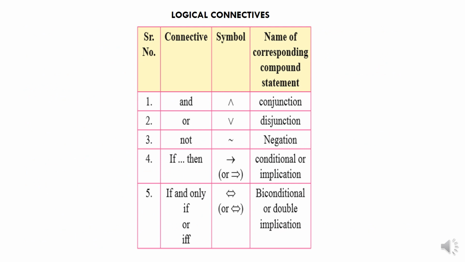This is a list of all the connectives which we find in logic and their corresponding symbols. As you can see, and is also known as conjunction, or is known as disjunction, not is known as negation, if then is a conditional, or it is also called implication. If and only if is known as biconditional or double implication. Also note down the symbols which are used for these connectives.